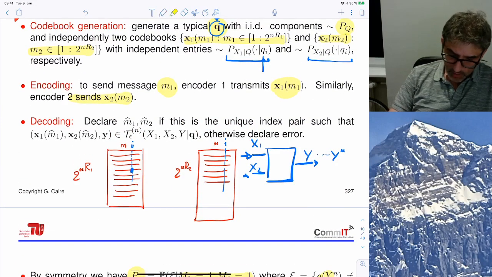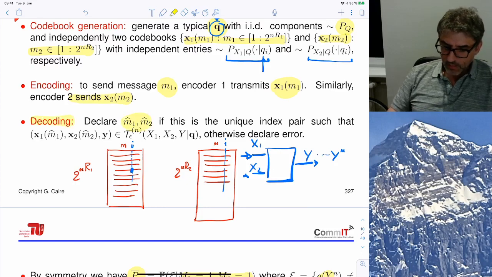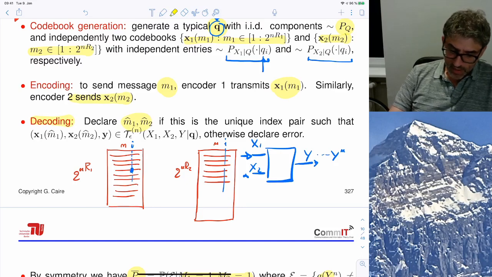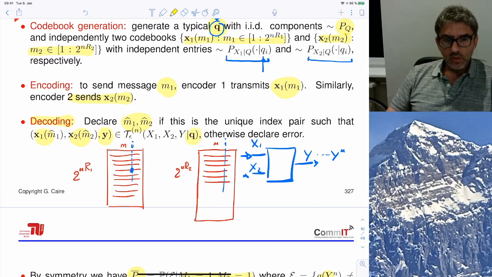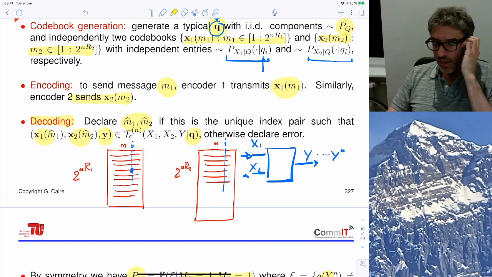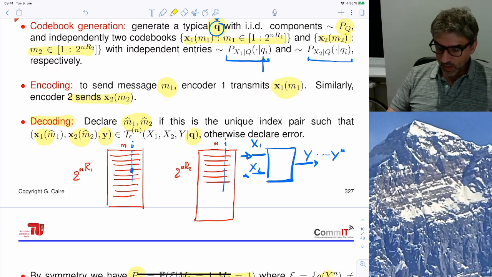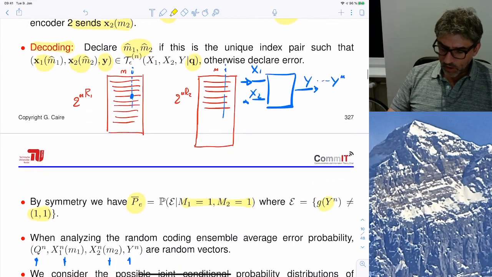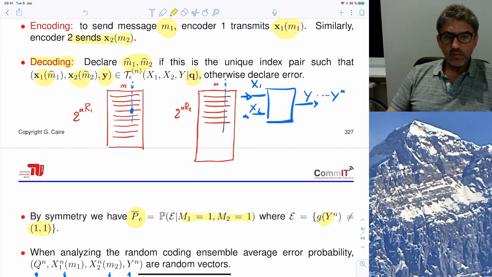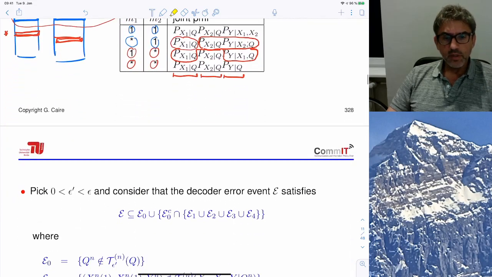So how the decoder works: the decoder declares messages m1 hat, m2 hat, if this is the unique index pair such that there exist two code words and the received output that are jointly typical given the fixed sequence Q. So this is the jointly typical set of x1, x2, and y given typical sequence Q. Otherwise, we declare an error, or we choose arbitrarily some fixed messages. So the decoder checks these joint typicality conditions. That's very similar to what we have seen for the single user case.